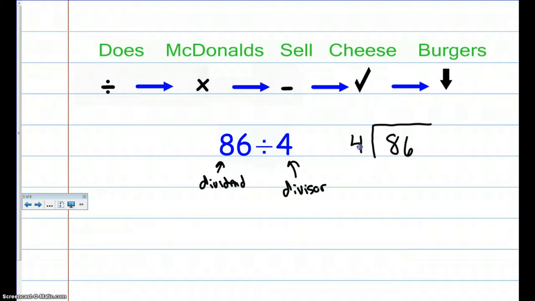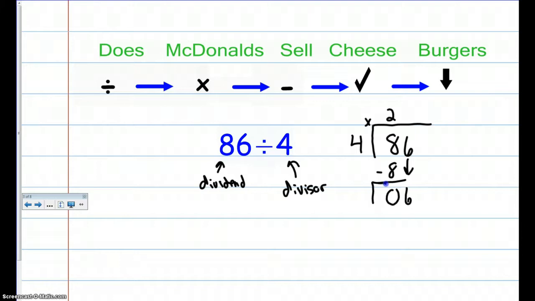So now I'm just going to ask, how many times does 4 go into 8? So that's the divide. 8 divided by 4 is 2. Multiply. 4 times 2 is 8. Then I'm going to do subtract. 8 minus 8 is 0. And then I'm going to do bring down for the burgers. And I'm going to bring down the 6.